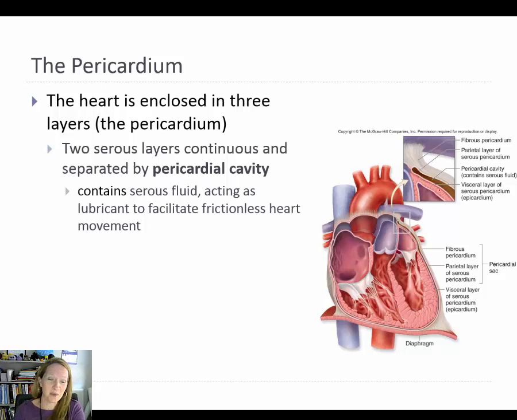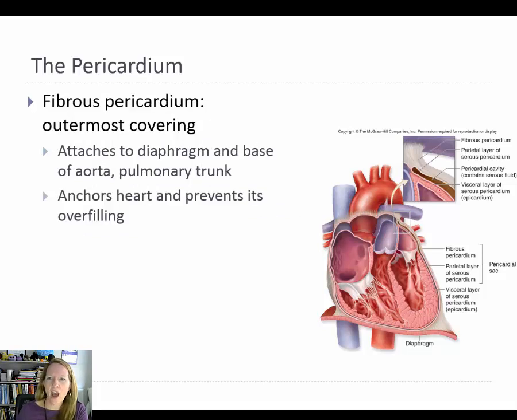frictionless heart movement. So let's go ahead and dive deeper into the different layers of the pericardium. First, taking a look at the outermost covering of the pericardium, and that's the fibrous pericardium. So this is actually made of dense, irregular connective tissue right here. So it is much thicker connective tissue that we're going to look at when we get to the actual serous membranes.